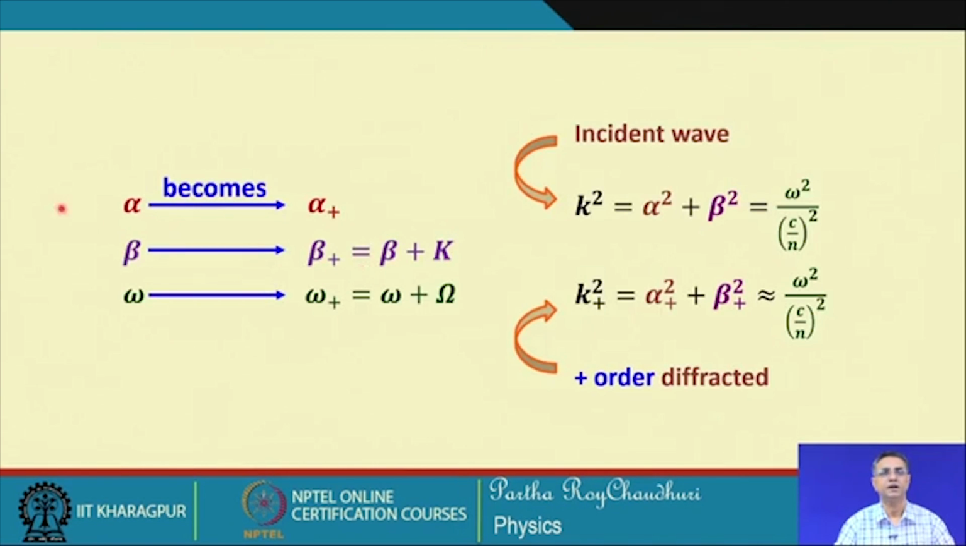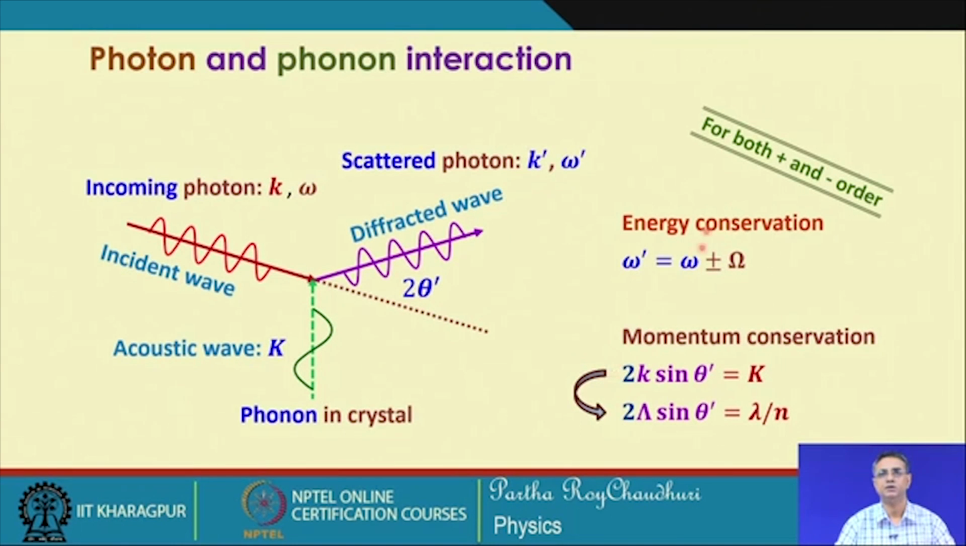Alpha becomes alpha plus, beta becomes beta plus, so that is equal to beta plus K, omega becomes omega plus capital omega. So, this is the case for plus order diffraction, but this interaction is true for both plus order and minus order, and only the sign will change. So, omega dash, which is the scattered wave, the diffracted wave, will be equal to omega plus capital omega or omega minus capital omega.